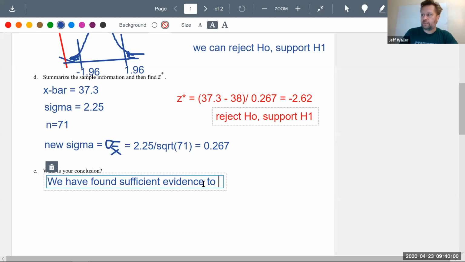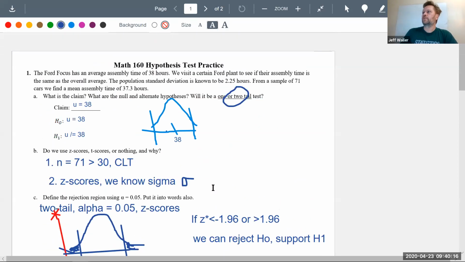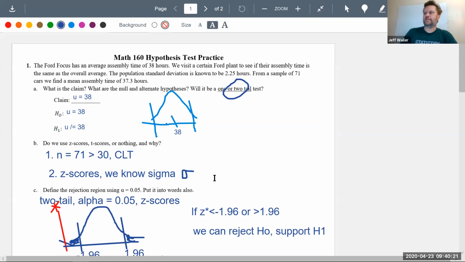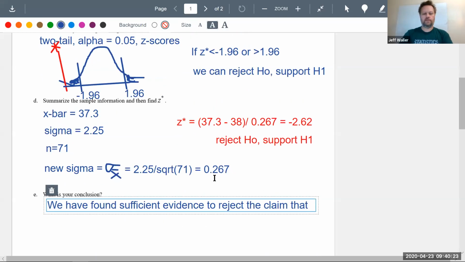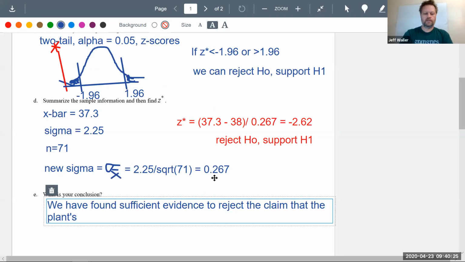We have found sufficient evidence to reject the claim that the certain Ford plant's assembly time is the same as the overall average.